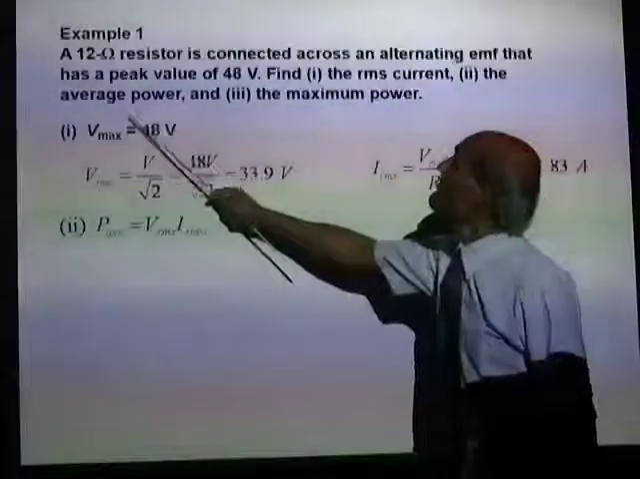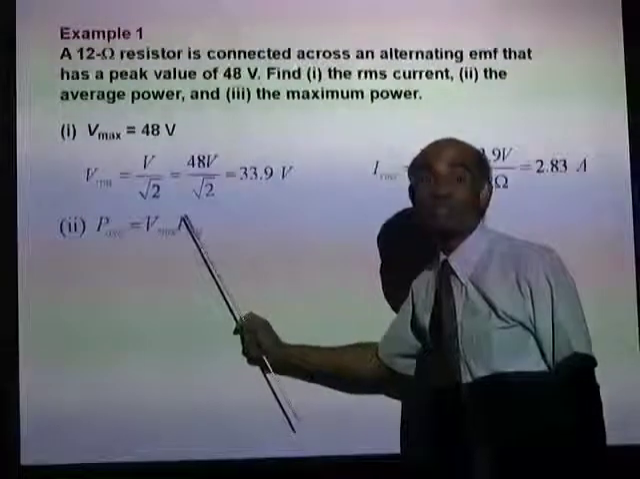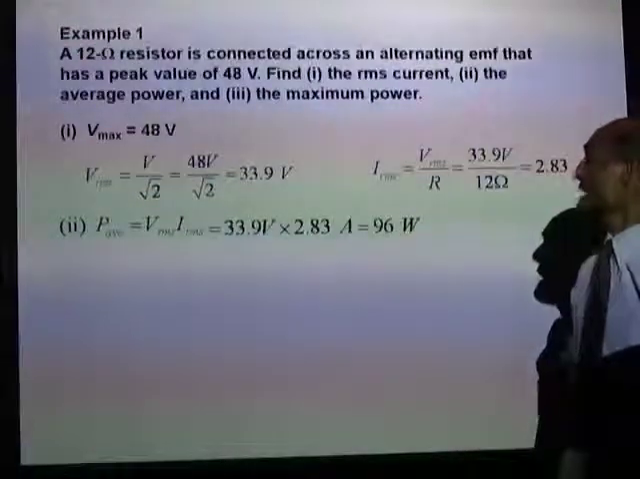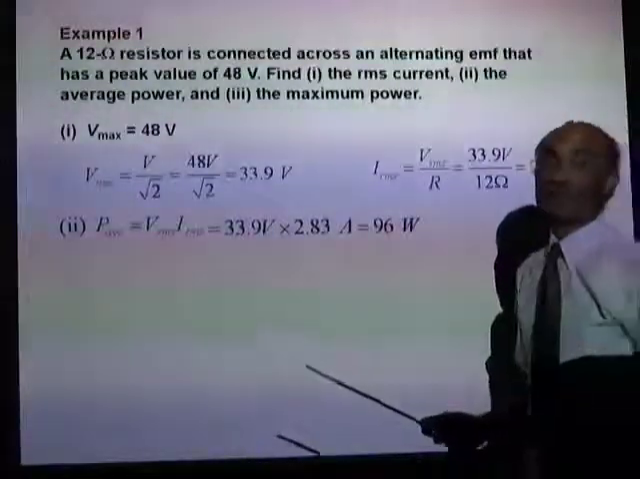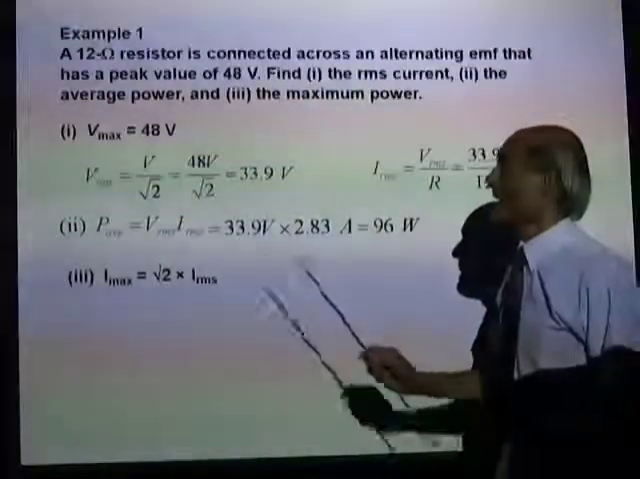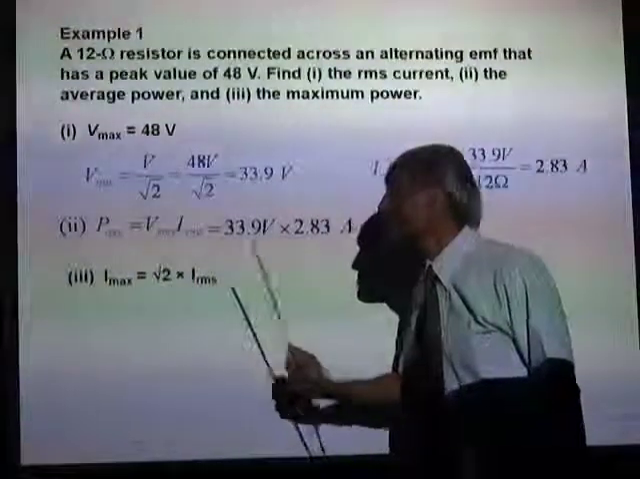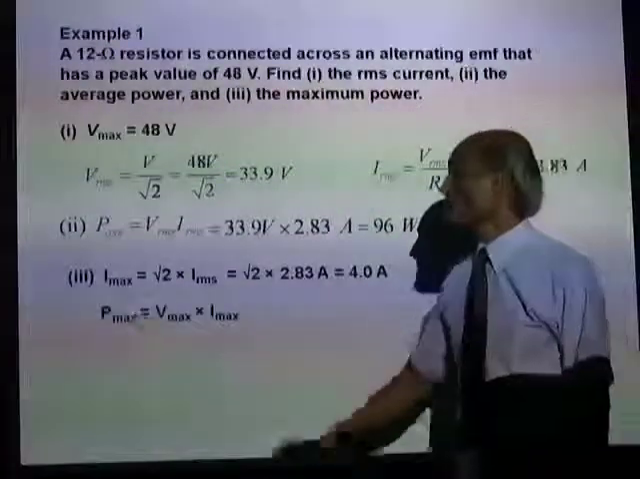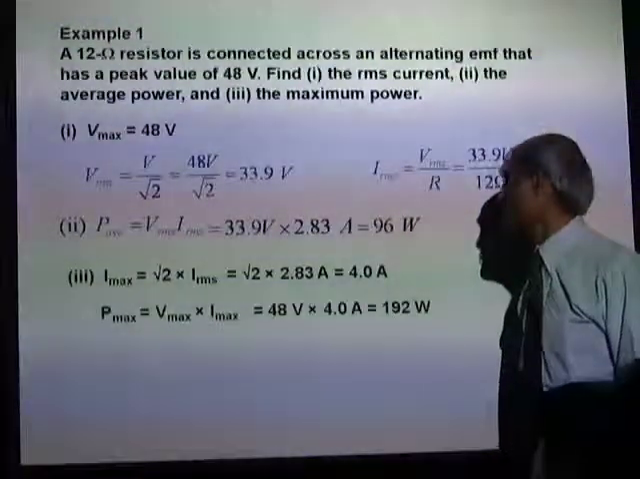We need to find the average power. The average power is the product of Vrms and Irms, and we know both these values, and that gives you the average power as 96 watts. What is the maximum power? The maximum power will be the product of Vmax and Imax. Imax is square root 2 times Irms, and that will be 4 amperes. Therefore, maximum power is Vmax times Imax, that is 192 watts.